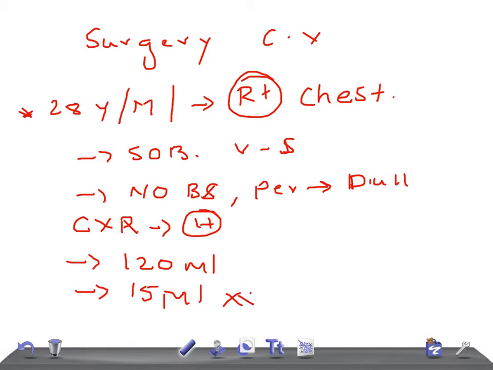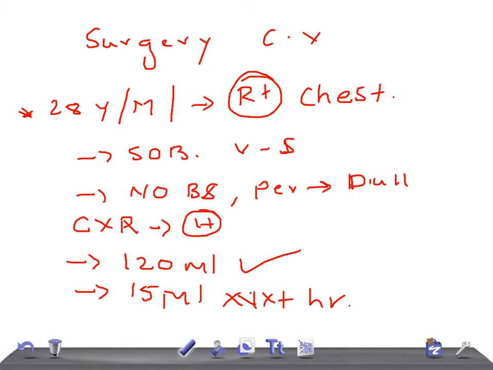So initially you get 120 ml and the next hour you got 15 ml. That's it. So now tell me, what do you want to do? That's a really very good question. Remember, the important point is that with a hemothorax, it all depends on the amount of blood draining.